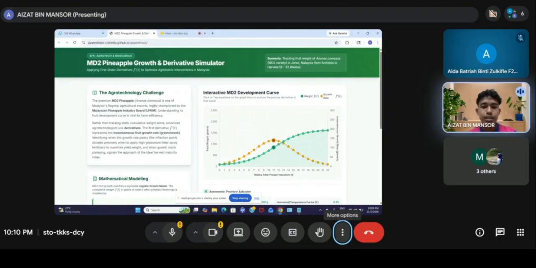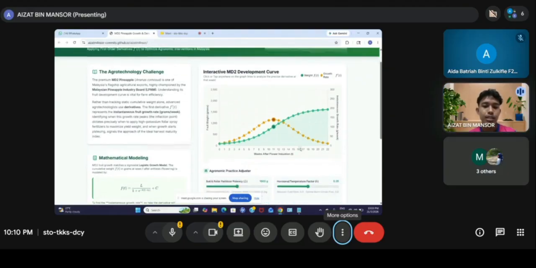The model tracks the pineapple fruit in Johor from the flowering stage, also called anthesis, until harvest, which takes around 22 weeks. The main bioscience problem here is that farmers do not only want to know the fruit weight, but they also need to know how fast the fruit is growing at a certain time.